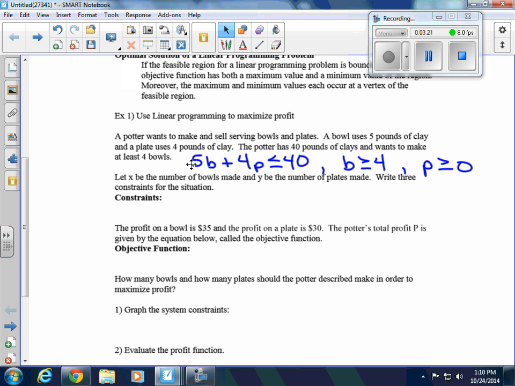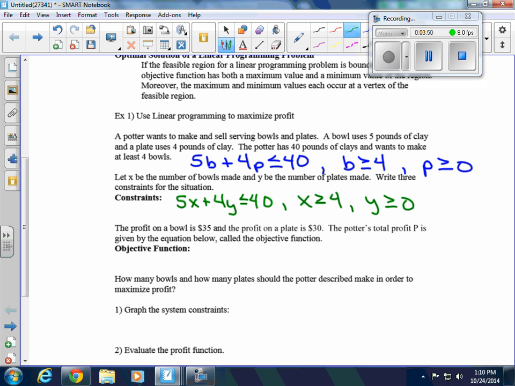Next, they say let X be the number of bowls made and Y be the number of plates made, so let's switch our variables to X and Y. Our constraints are going to simply be 5X plus 4Y is less than or equal to 40, and B, which is our bowls, becomes X is greater than or equal to 4, and then Y is greater than or equal to 0.